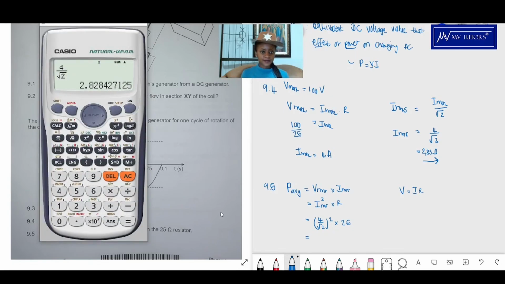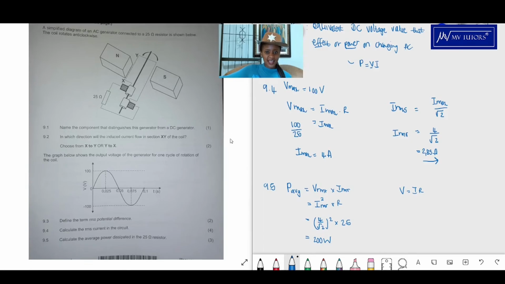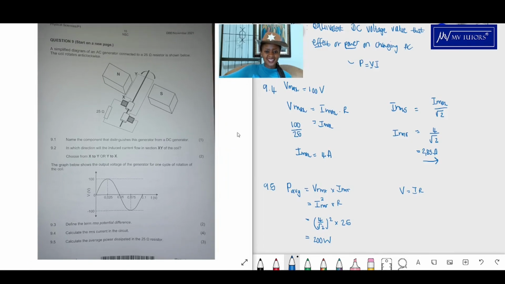So this squared multiplied by 25. We get an average power of 200 watts. Now we're not done. 9.6 is somewhere here. Let me just look for it.